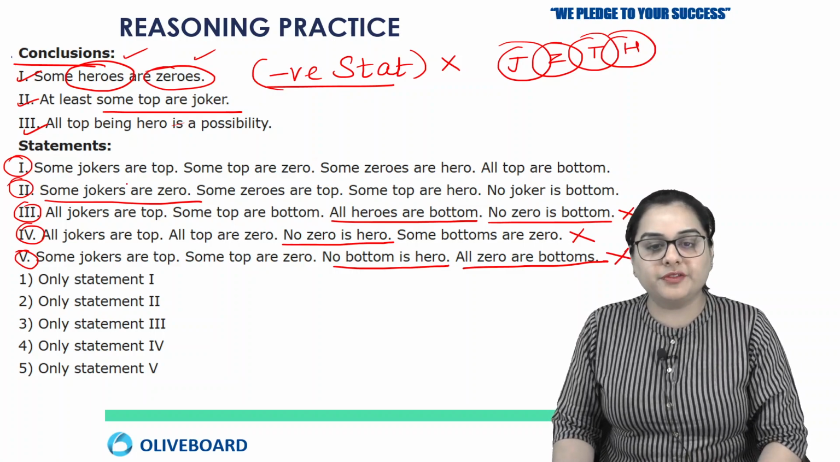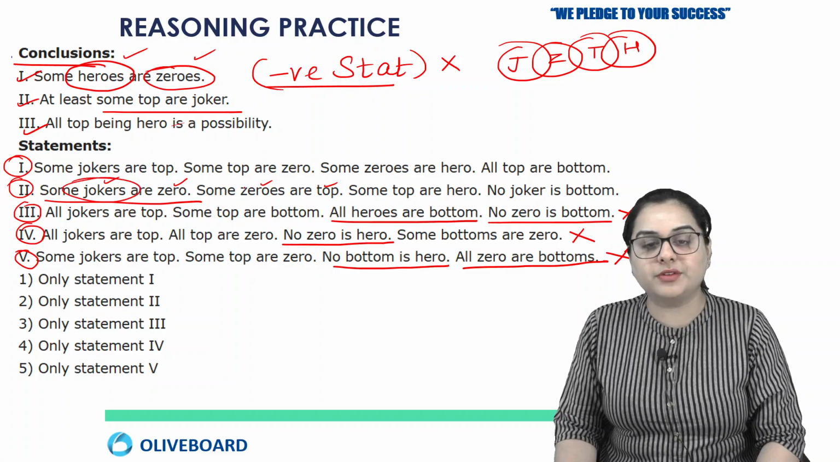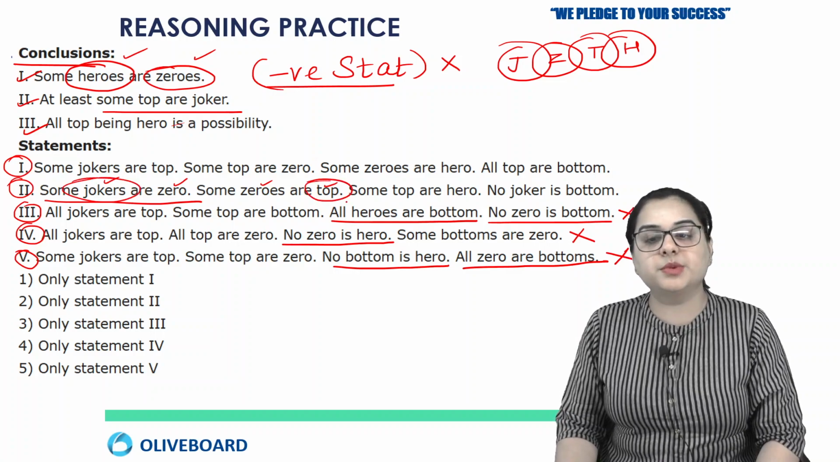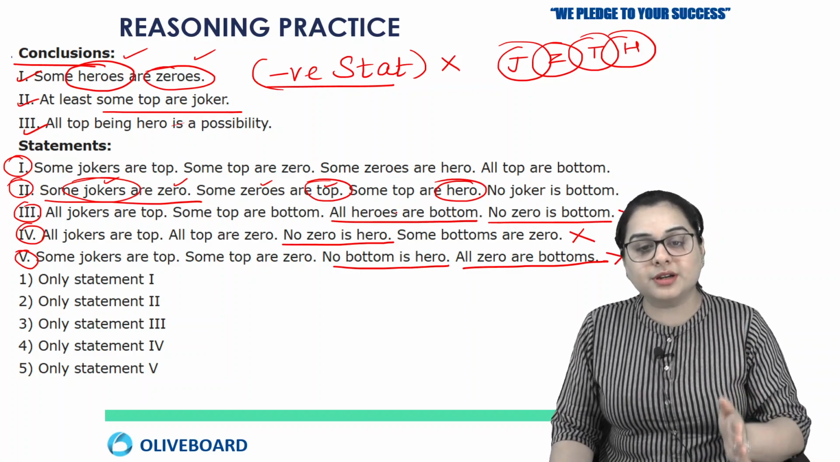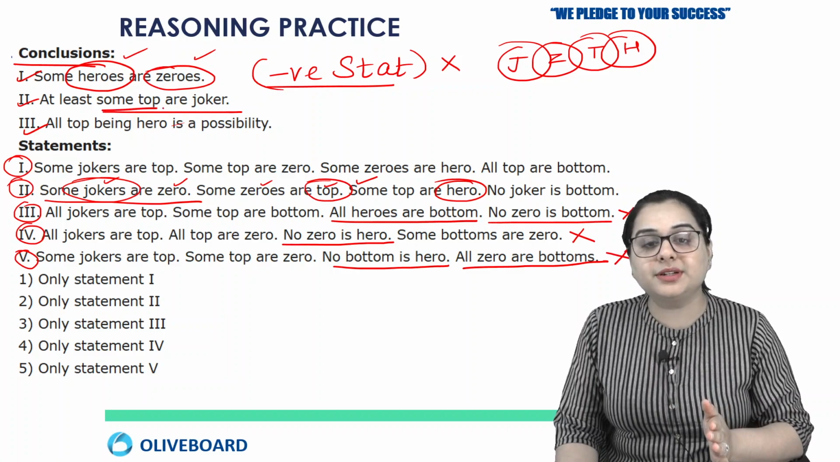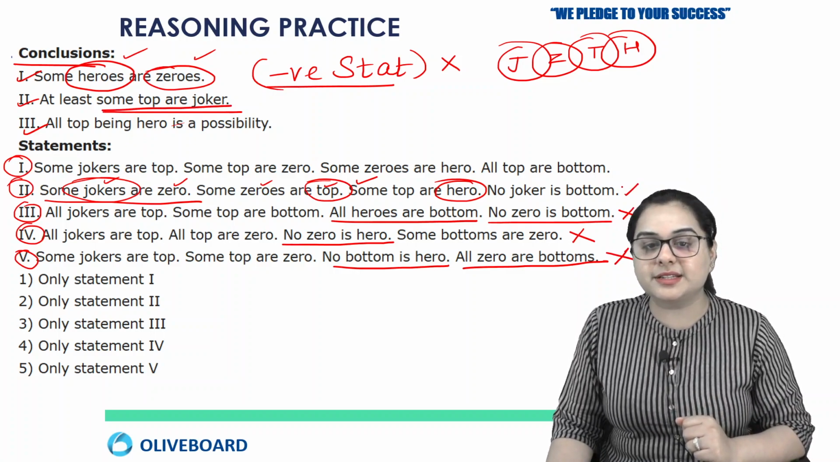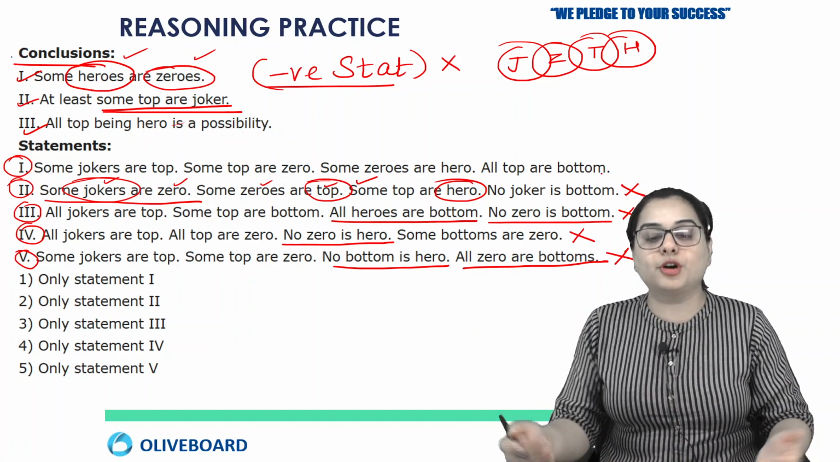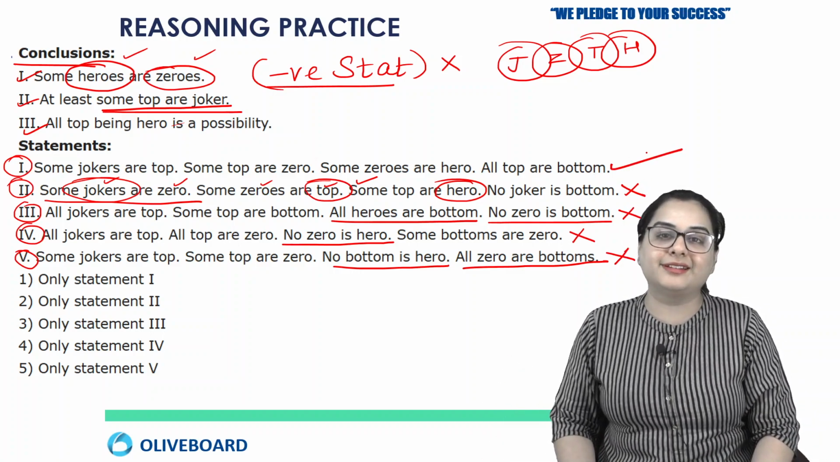So you know, if it is some joker are 0, then some 0 are top, then joker will have a doubtful relation with top. Similarly, joker will have a doubtful relation with hero. So if joker is having a doubtful relation with top, I cannot conclude that some top are joker. So this 2nd set is also wrong. If 4 options are wrong, we are left with just one option, which is option number 1.